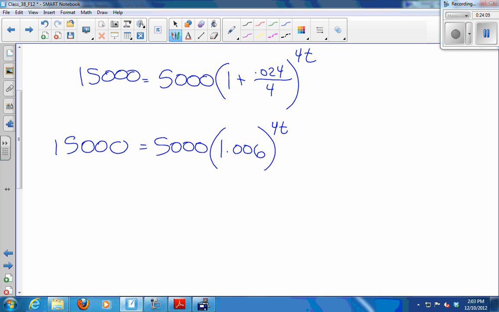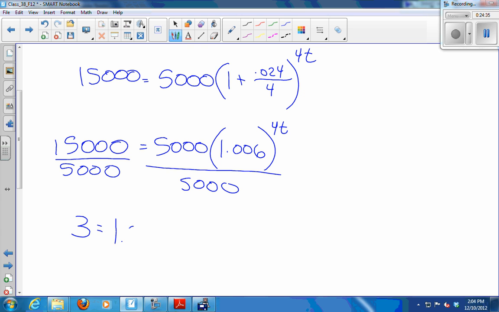And now, what should I do? Divide by 5,000. That's the only thing I can do, because I can't multiply 5,000 times 1.006 because of the order of operations. It says that I would have to do 1.006 to the 4t first before I multiply. So the only thing I can do is divide by 5,000. And I get 3 equals 1.006 to the 4t.